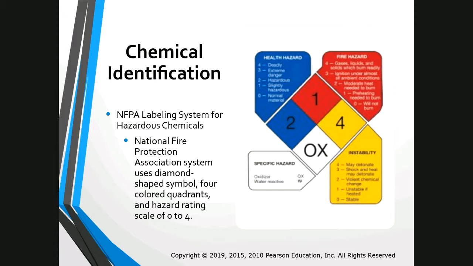Our red quadrant is going to be the fire hazard. This one says pertaining to readily burn. Yellow quadrant's instability of 4 may detonate, and white would be our specific hazard. And each quadrant will have a number, or in this case, is it an oxidizer or water reactive?